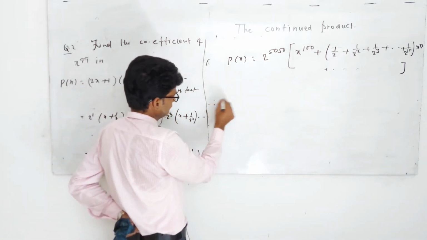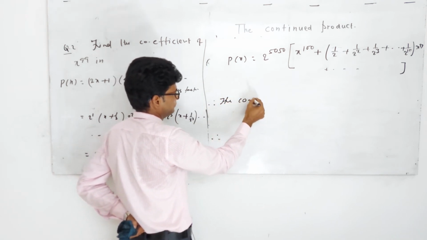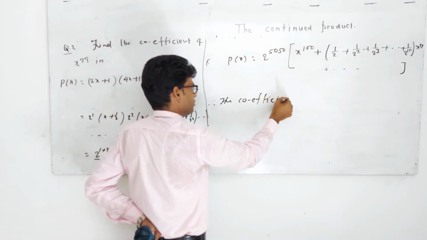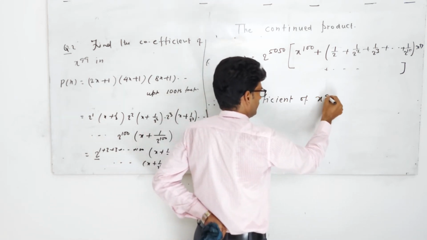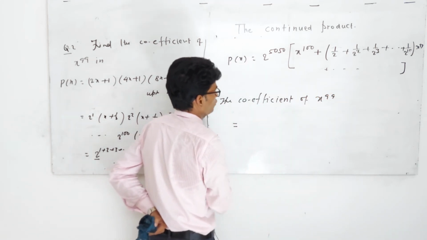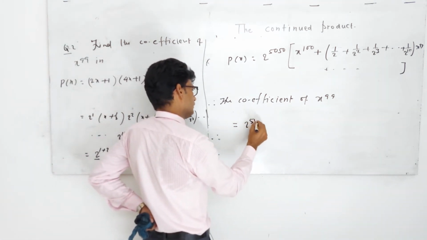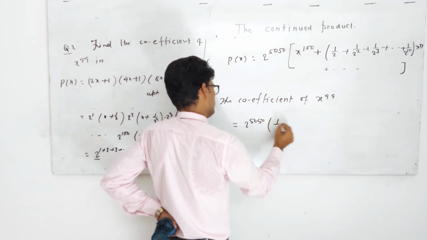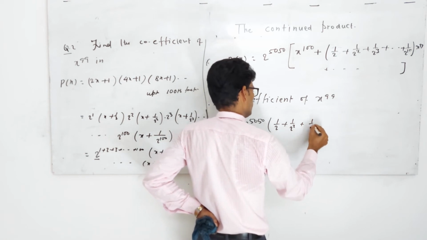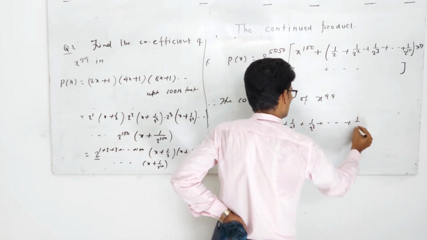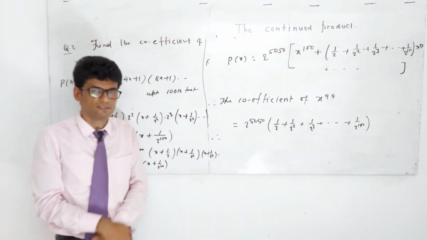So now therefore the coefficient of x to the power of 99 is equal to what? 2 to the power of 50/50, and then 1 by 2, 1 by 2 to the power of 2, 1 by 2 to the power of 3, and so on and so forth, 1 by 2 to the power of 100. So look at the series in GP.